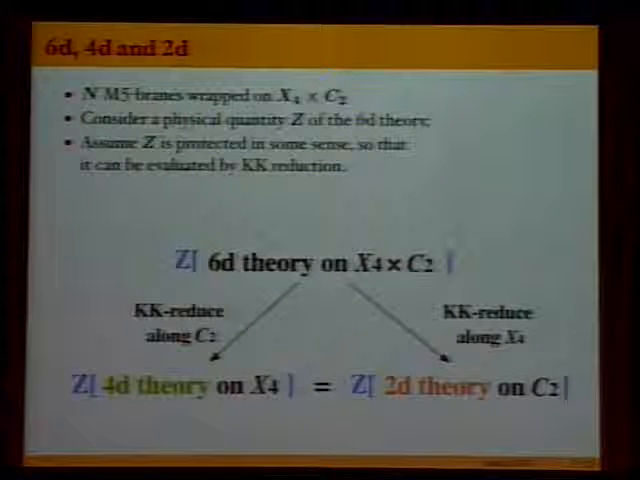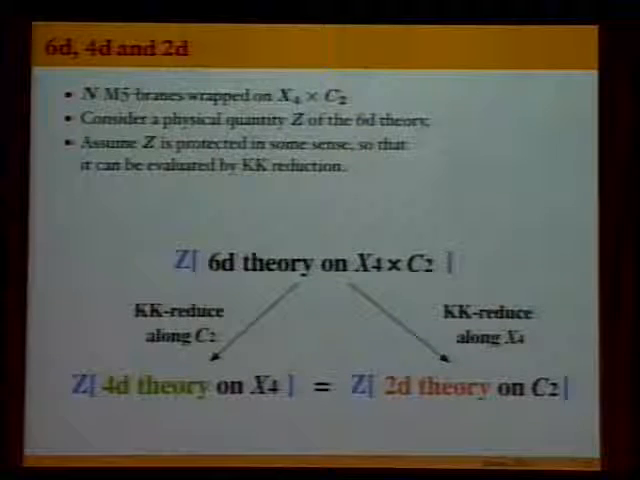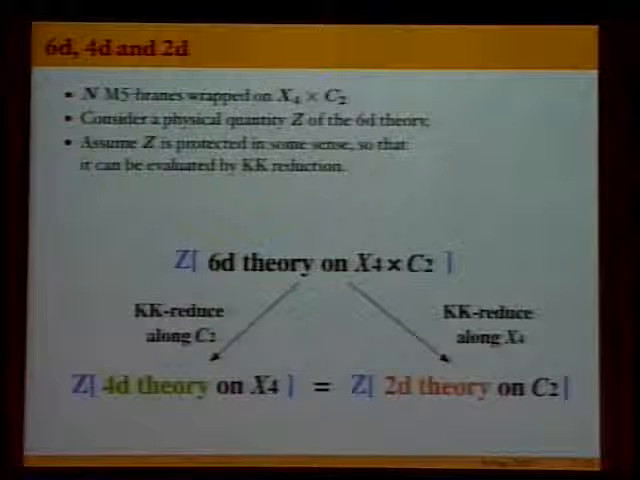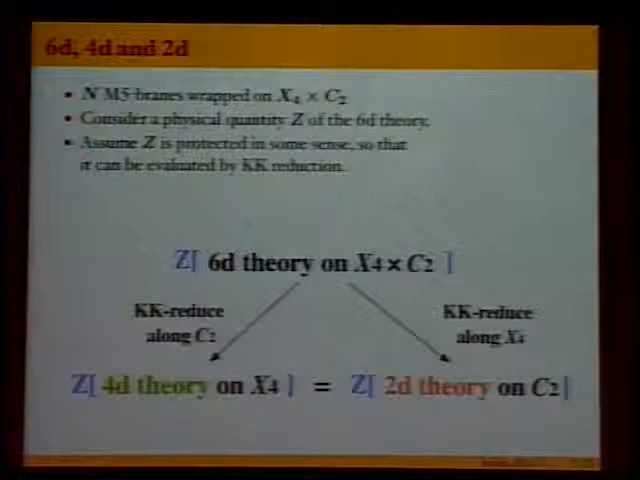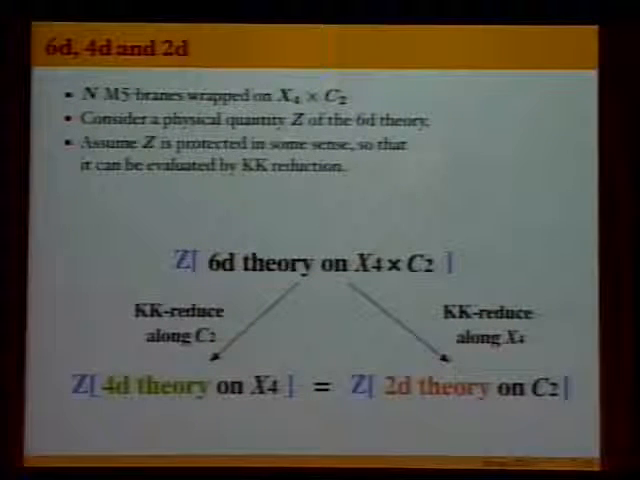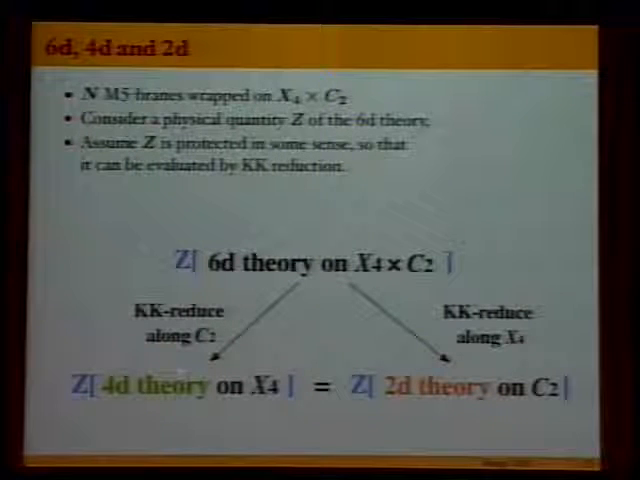But a slightly more physical way of presenting things is to start from the 6th dimension again. So we are wrapping n M5-branes on the 4-manifold times Riemann surface. And let's calculate some quantity Z of the 6-dimensional theory. And in order to reduce the calculation down to 4D or 2D, you need to assume that this quantity Z is somehow protected by, well, supersymmetry or anomaly or whatever, topological reason or whatever. It doesn't matter. So suppose it can be evaluated by Kaluza-Klein reduction.